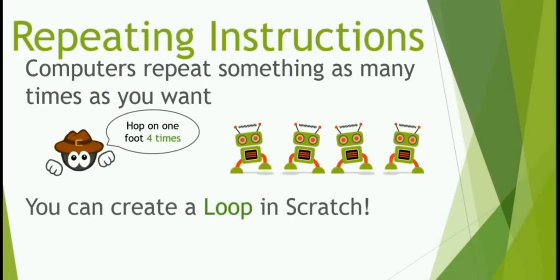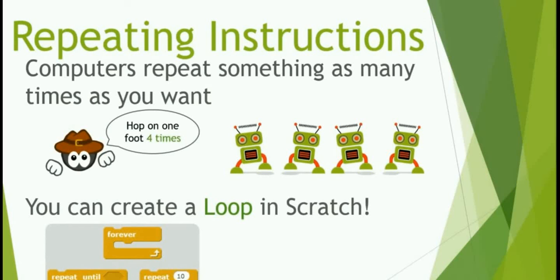And to do loops in Scratch, there's lots of different blocks you can use. If you wanted to do something forever, you can use the forever block. If you wanted to do it 10 times, use the repeat block. And if you want to do a repeat until block, you can say, let's keep doing the same amount of code until something else happens, and then it can move on.